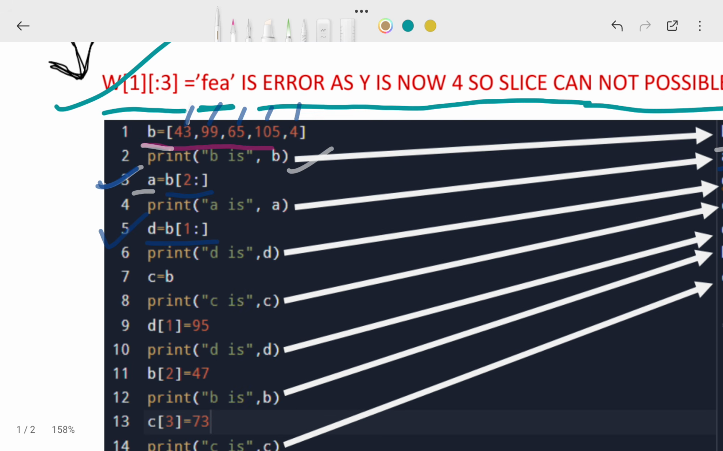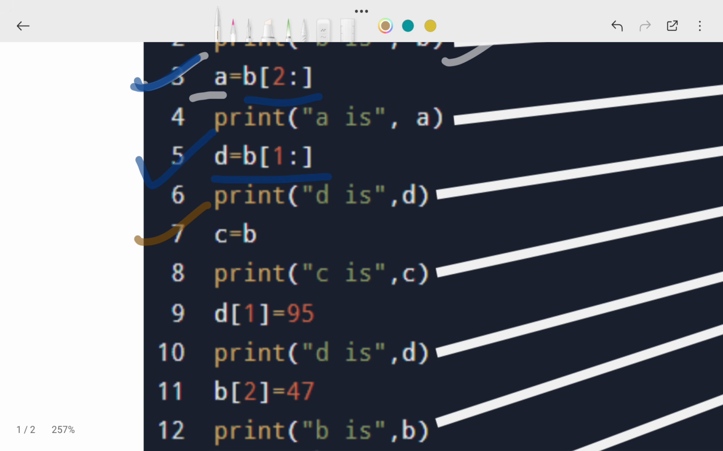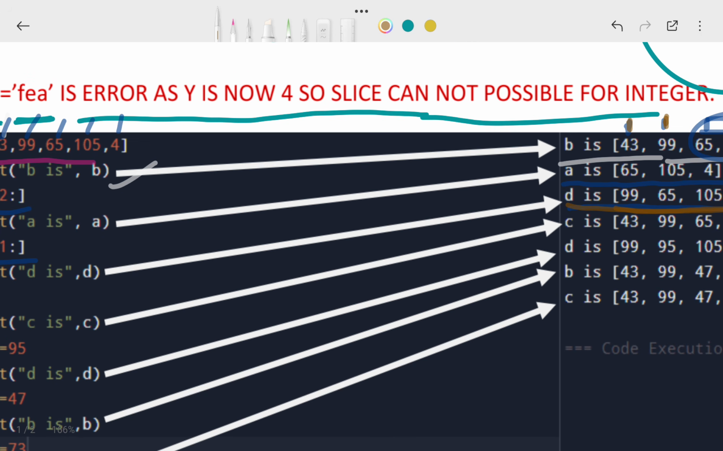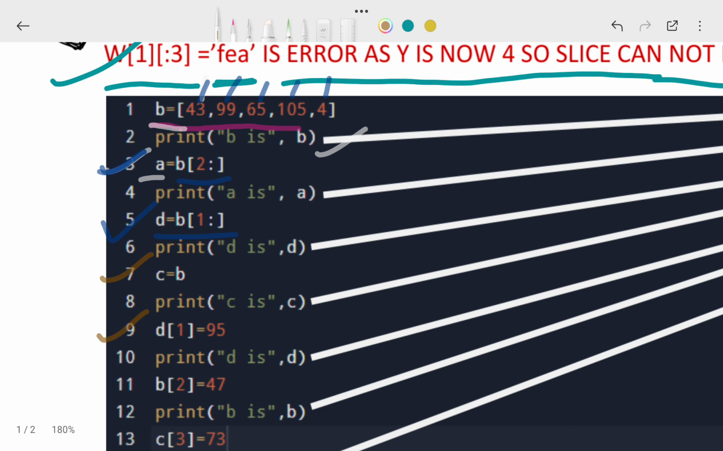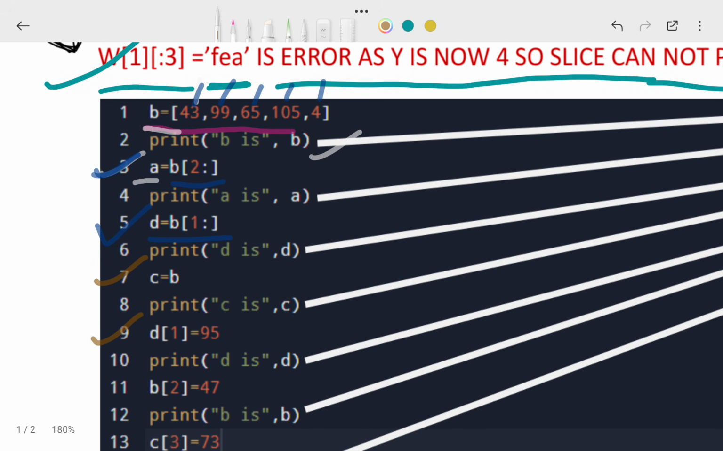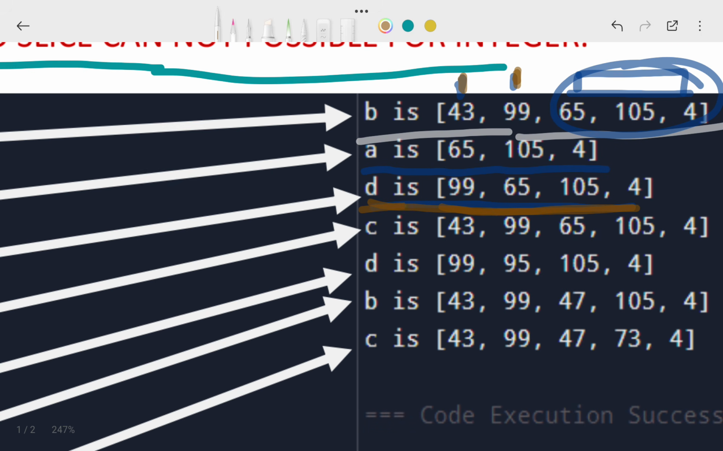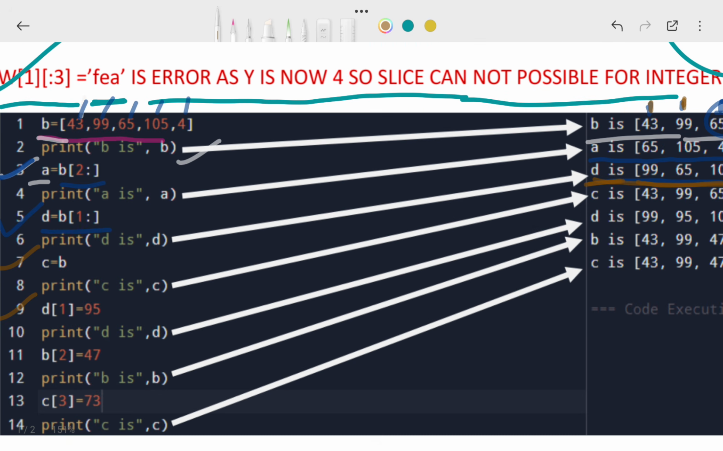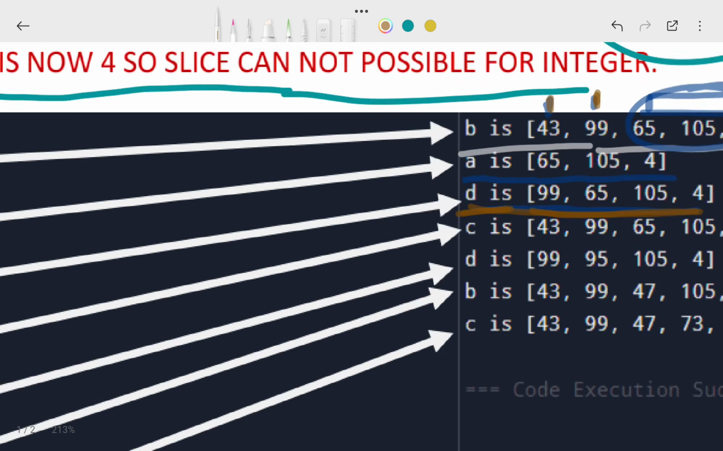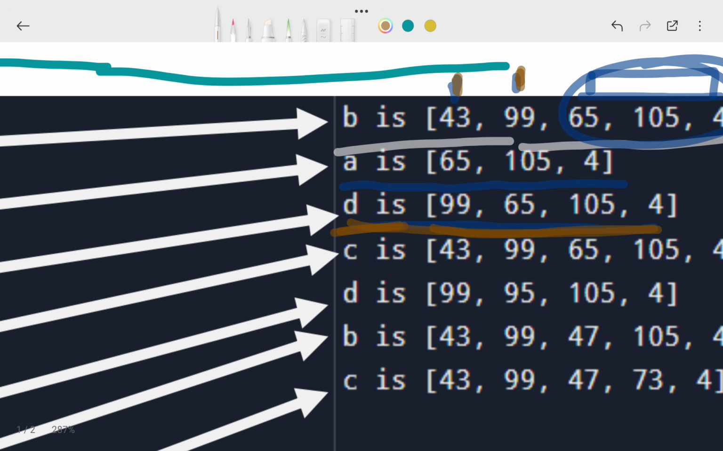Next he is asking, C is equal to B. B is referencing to C, meaning B and C both are the same. Done. After that I am writing D1 is equal to 95. What is D? Your D was referencing to B. What was B? Your D is this. Now what are we writing in D? D1 is equal to 95. So this is 0, this is 1. So your D1 is equal to 95, and you can see this value is 95.